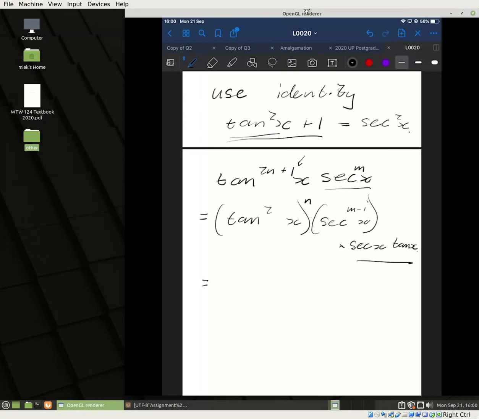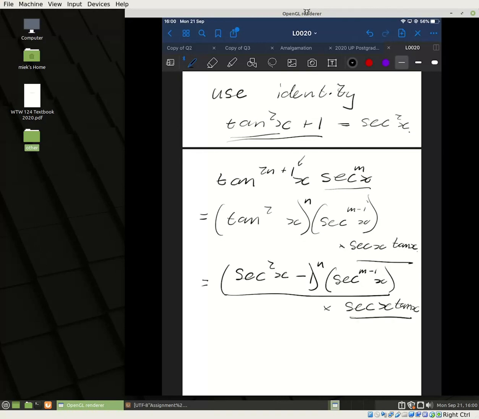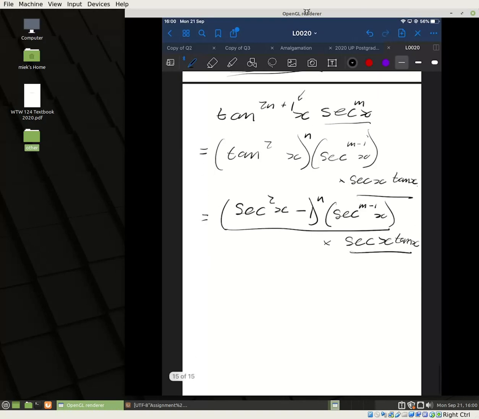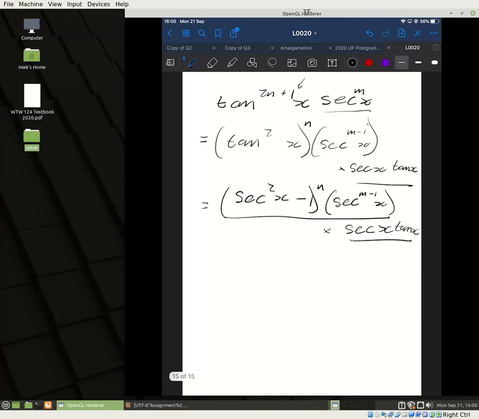So what do we get? This part is equal to sec squared x minus 1, all to the power n, sec to the m minus 1 x, multiplied with sec x tan x. And here we see we have a polynomial expression in sec x multiplied with the derivative of sec x. And now we are in a position to apply the chain rule in reverse. So that is the idea.